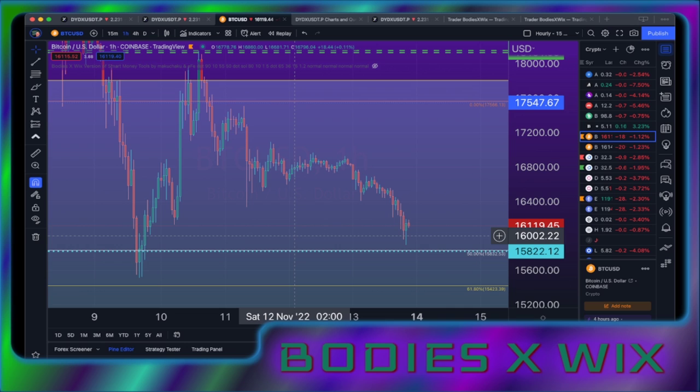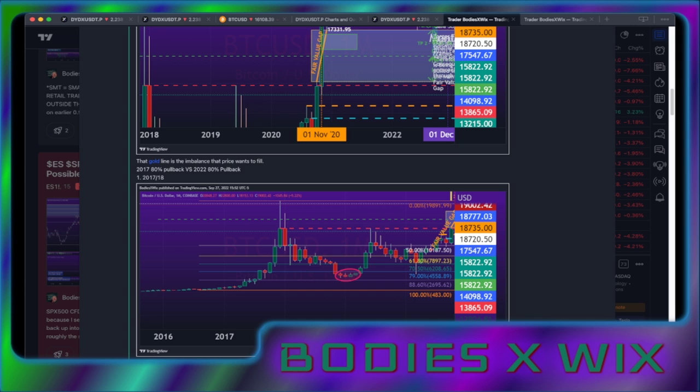Where is it? Okay. But after looking closer into it, I saw another fair value gap up there, and I thought it would probably get to that fair value gap, and it didn't. And once again, I'll show you.